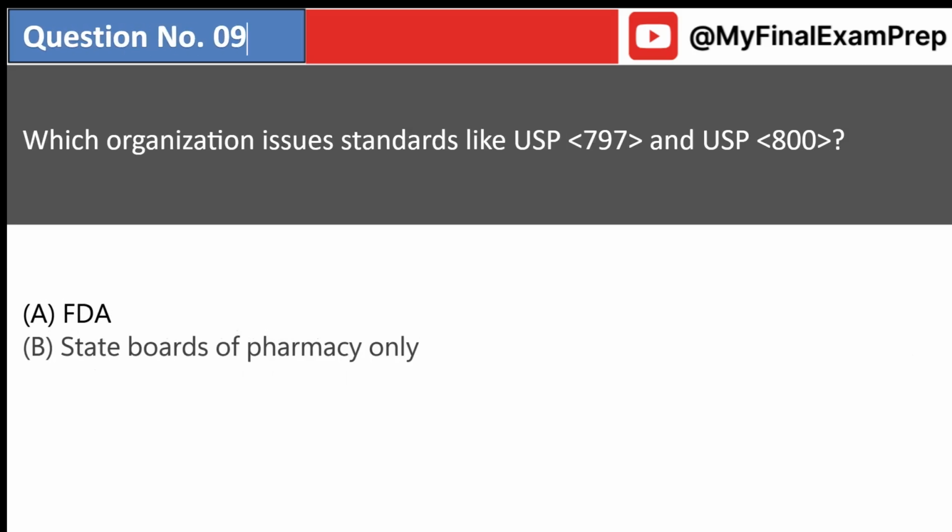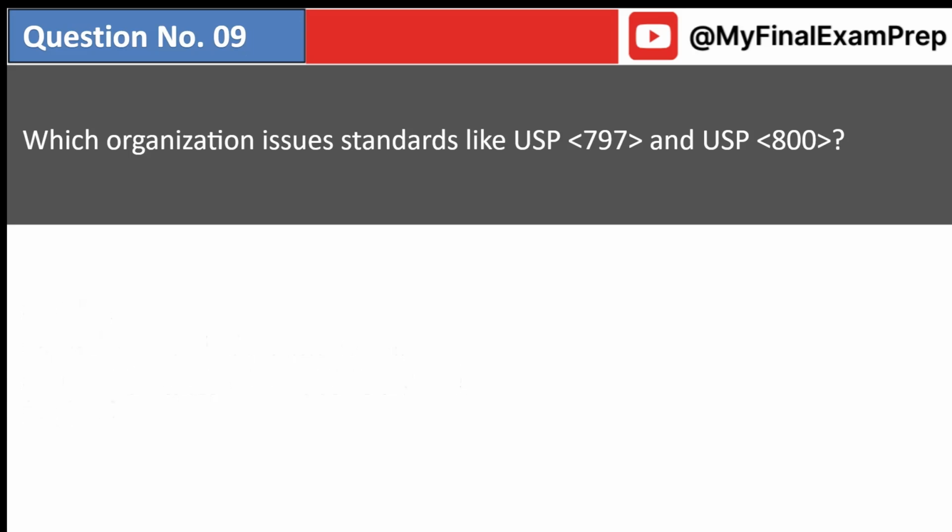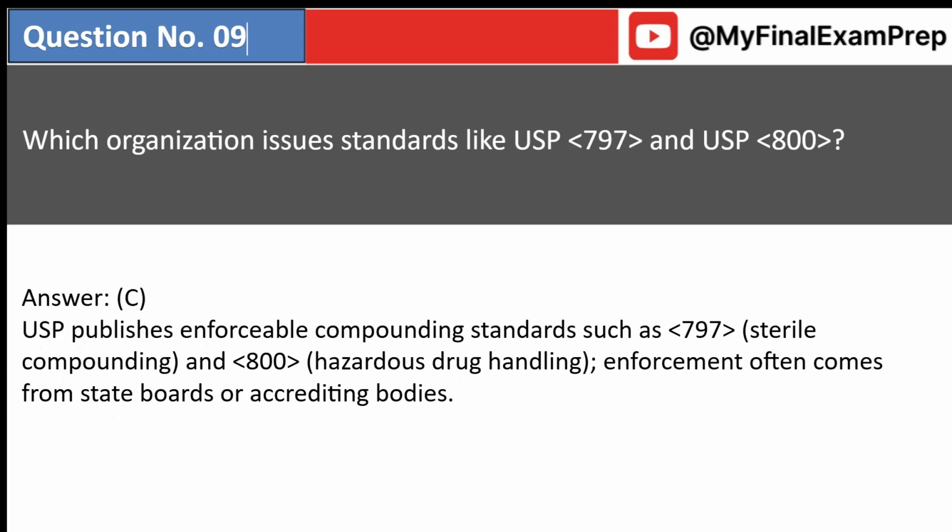Which organization issues standards like USP <797> and USP <800>? A. FDA. B. State boards of pharmacy only. C. United States Pharmacopeia, USP. D. CDC. Answer: C. USP publishes enforceable compounding standards such as <797>, sterile compounding, and <800>, hazardous drug handling. Enforcement often comes from state boards or accrediting bodies.